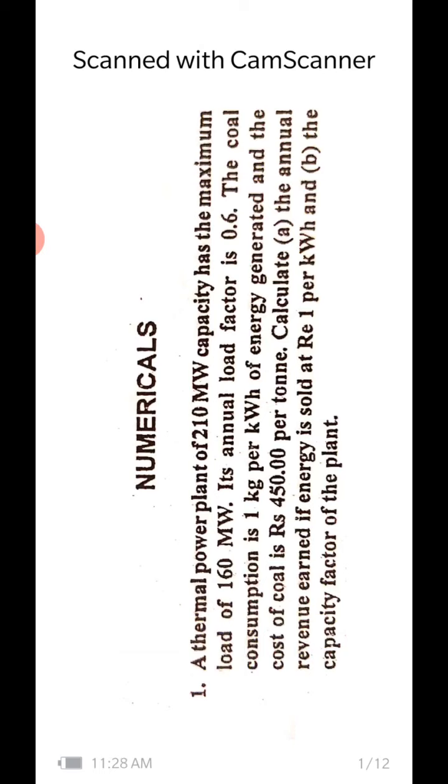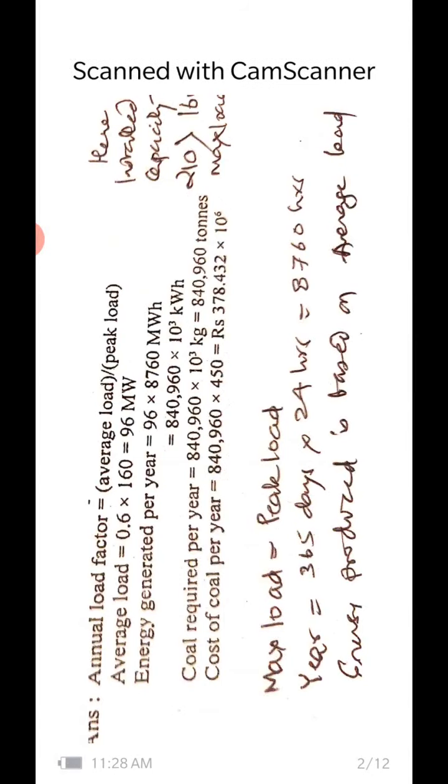In 1 year there are 365 days and if you multiply with 24 hours it becomes 8760 hours, because now you have to calculate per hour. Now we will see here. So maximum load is equal to the peak load, whatever he has given. And 1 year is equal to 365 days into 24 hours, that is 8760 hours. And the energy which is produced is based on the average load, not on the maximum demand. Maximum demand, as I said, happens only for a brief spell of time.